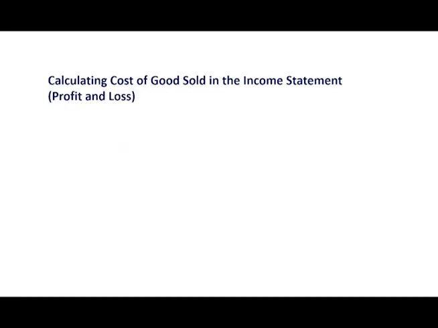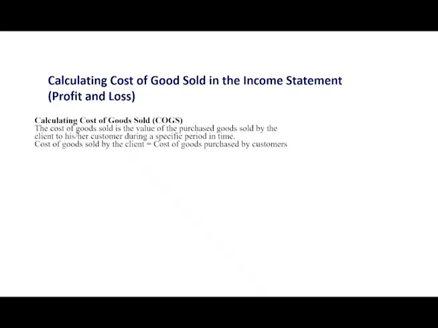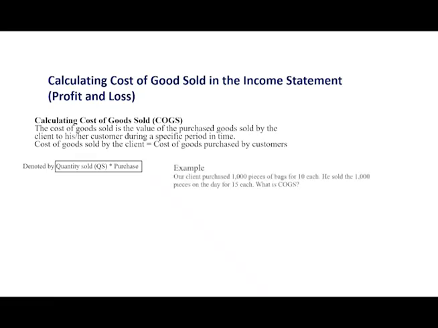The next thing we will be discussing is how to calculate the cost of goods sold. The cost of goods sold is the value of the purchased goods sold by the client to his or her customer during a specific period in time. It is very important you understand that cost of goods sold by the client is also the same as cost of goods purchased by customers. We denote cost of goods sold by the formula quantity sold, QS, multiplied by purchase price.